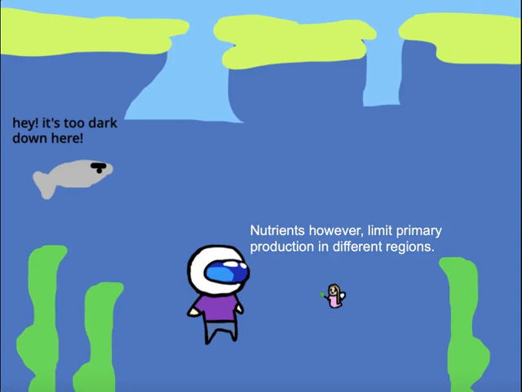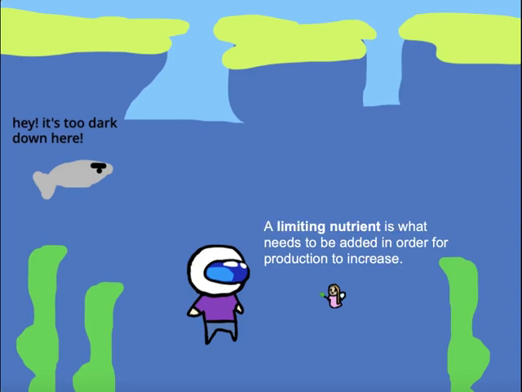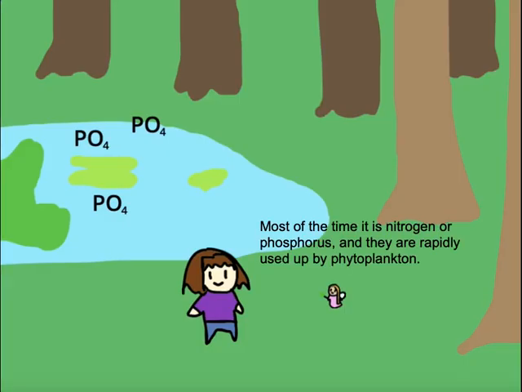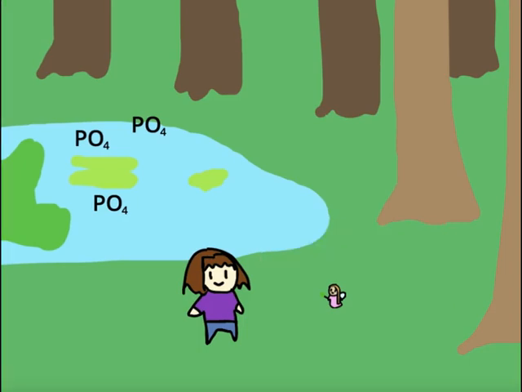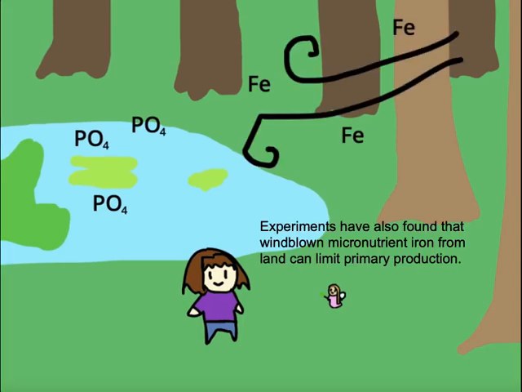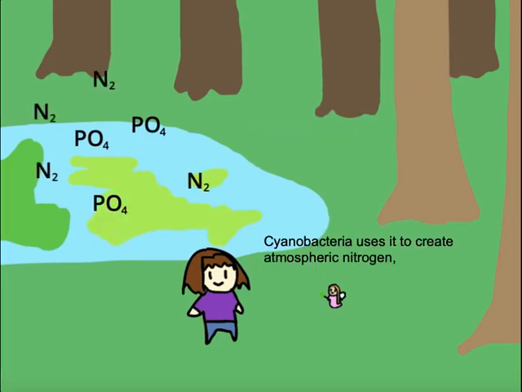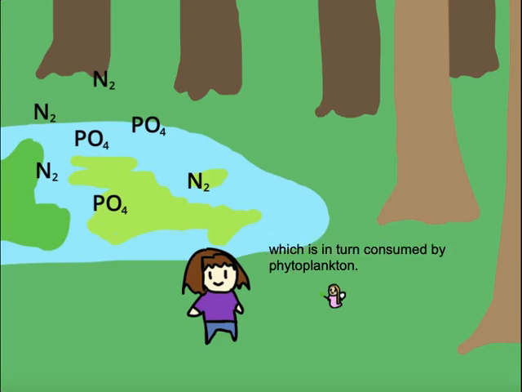Nutrients, however, limit primary production in different regions. A limiting nutrient is what needs to be added in order for production to increase. Most of the time it is nitrogen or phosphorus, and they are rapidly used up by phytoplankton. Experiments have also found that wind-blown micronutrient iron from land can limit primary production. Cyanobacteria use it to create atmospheric nitrogen, which is in turn consumed by phytoplankton.